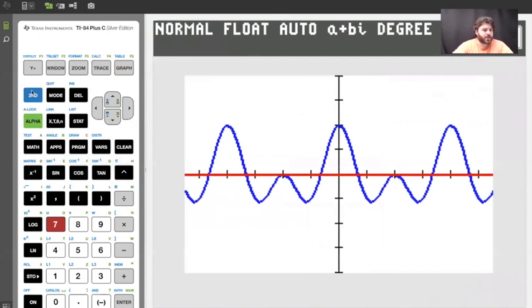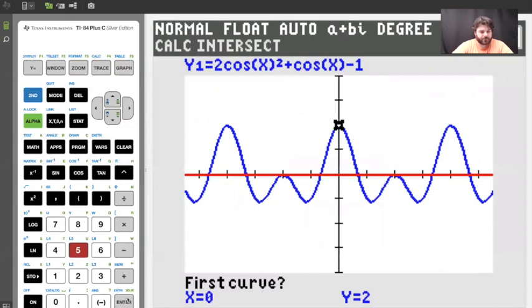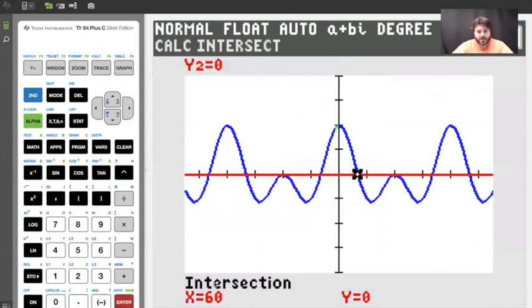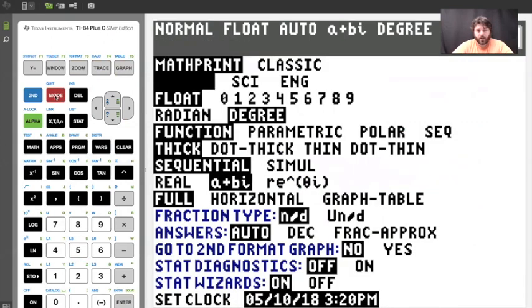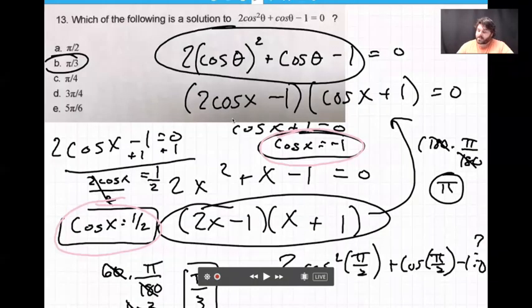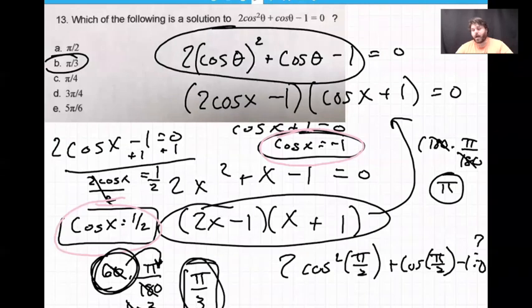We want to find the intersection. So second, calculate, number 5, enter, enter, enter. And this says 60. As you can tell, I'm in degree mode. Okay, so again, I could take that and convert it. I take my 60 degrees just like I found here, do times pi over 180, and I get pi over 3.